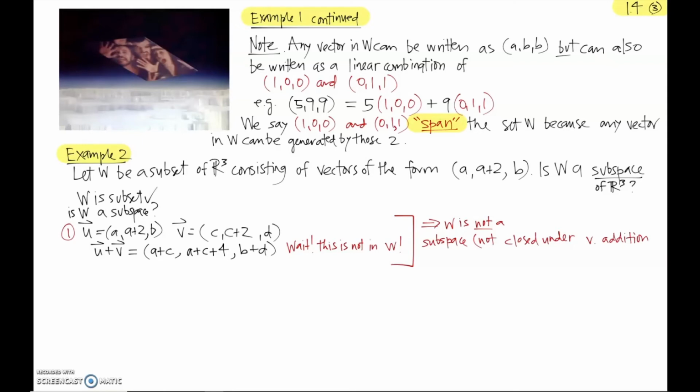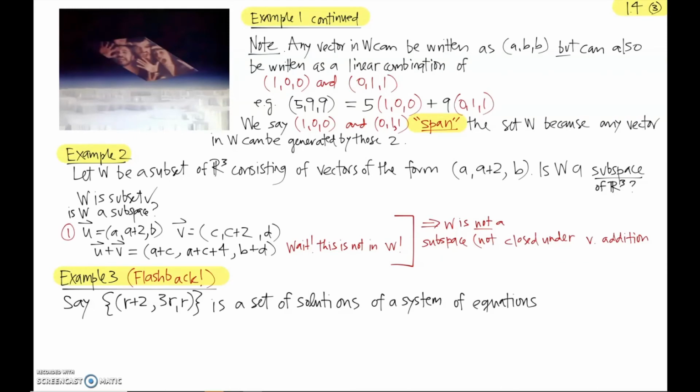Okay, so example 1 was something that was a subspace. Example 2 is something that isn't a subspace. So we can stop the proof right here. We don't even have to look at scalar multiplication, because if it fails this, then it's not a subspace.